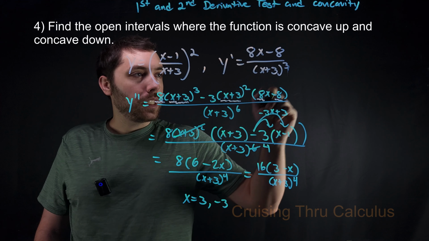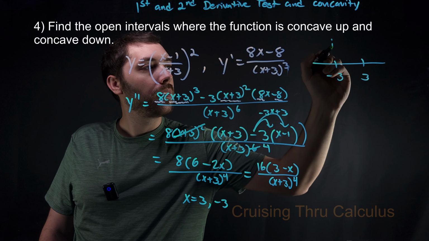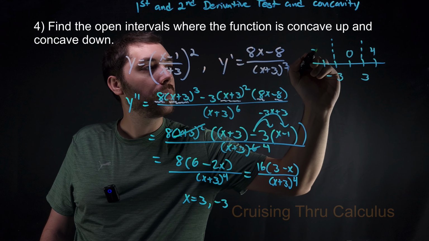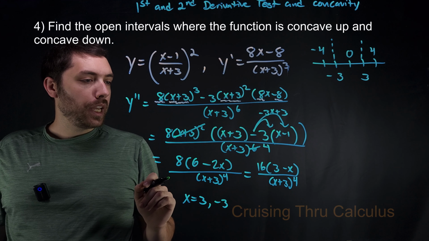So now what we're going to do is take these two numbers here and put them on a number line. Then we're going to pick some test numbers around them, plug these back into the second derivative down here, and see what we get.